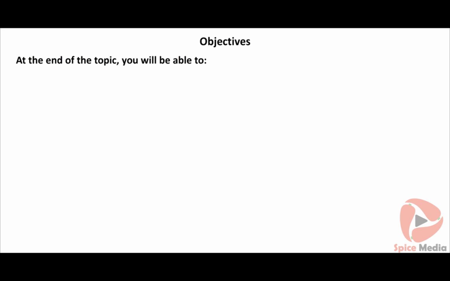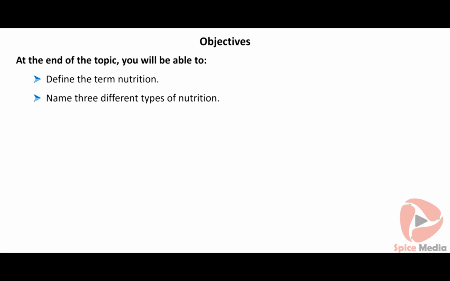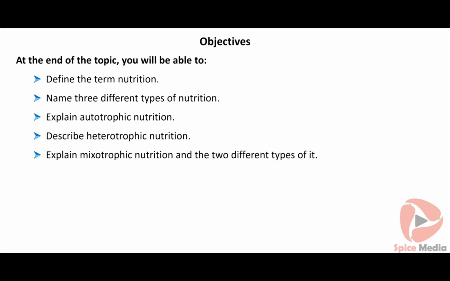At the end of the topic, you will be able to define the term nutrition, name 3 different types of nutrition, explain autotrophic nutrition, describe heterotrophic nutrition, explain mixotrophic nutrition and the 2 different types of it, and list down a few examples of parasites.